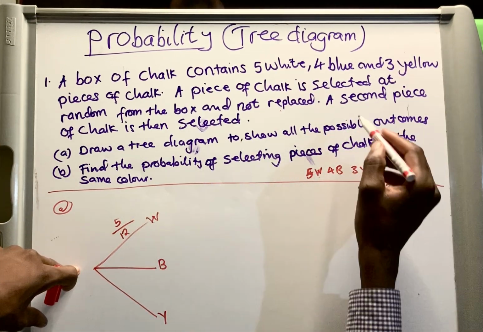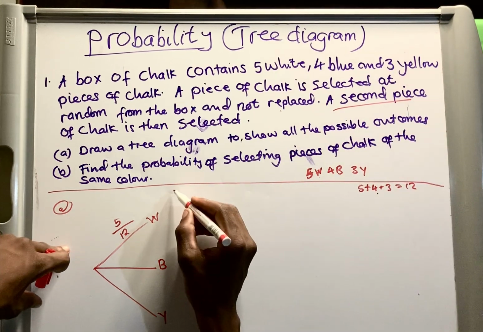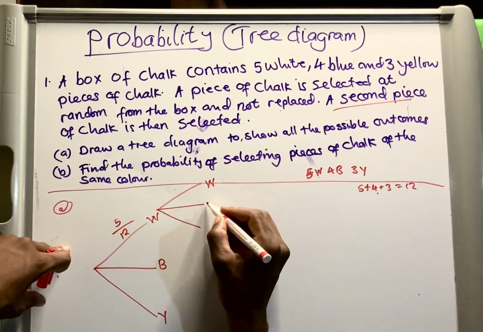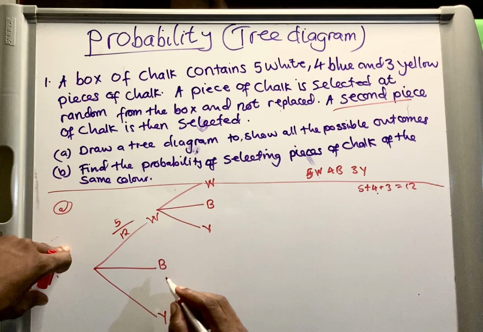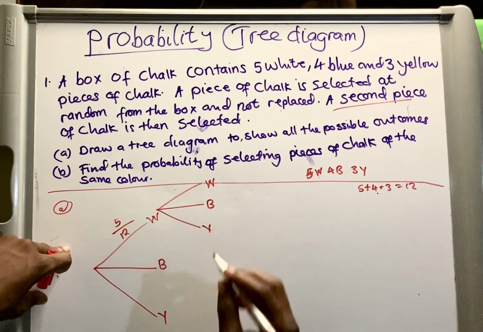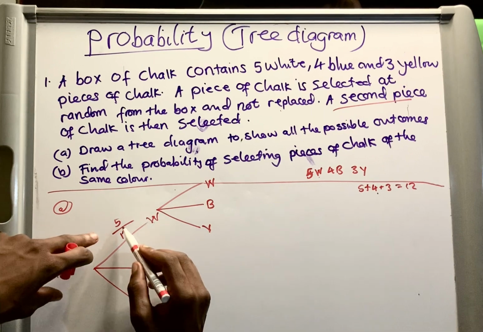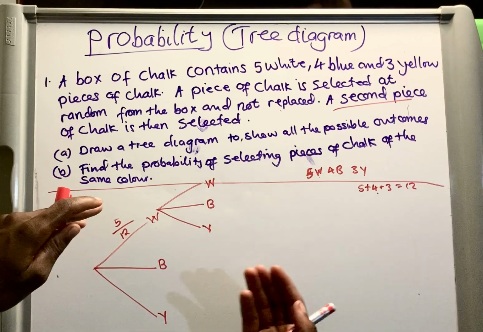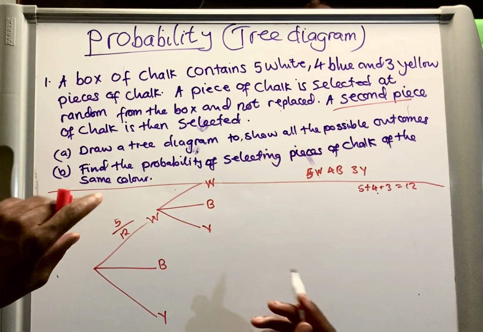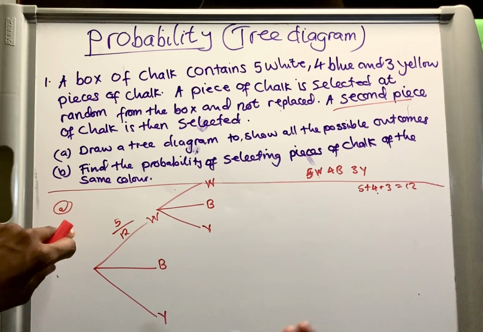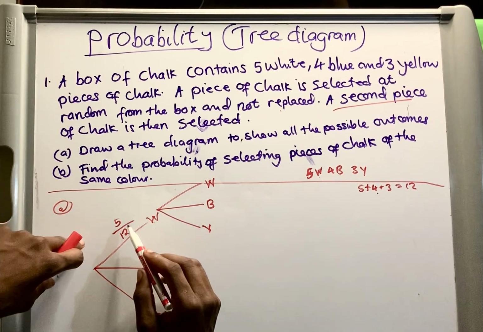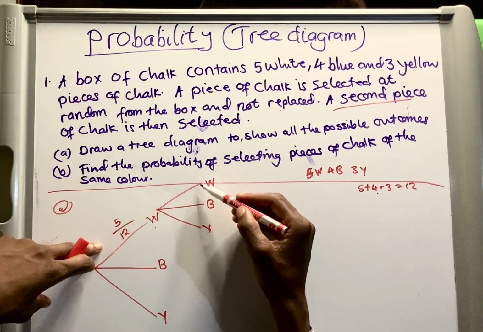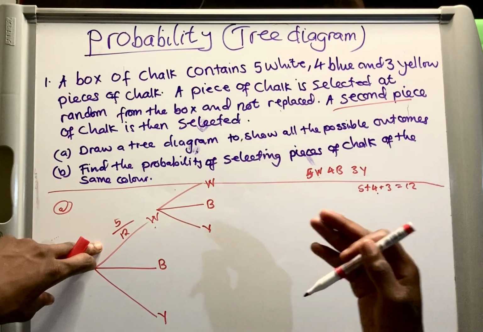Remember, there is another selection which took place, a second piece. So again, we have to draw 3 lines from here: white, blue, and yellow, in the same order which we used there. Remember, the first white chalk which was picked was not replaced. I'm used to marbles and beads, but here we are talking about chalk, so don't forget. So the first part, a white chalk was picked. In the second selection, the first line shows that another white chalk was picked.